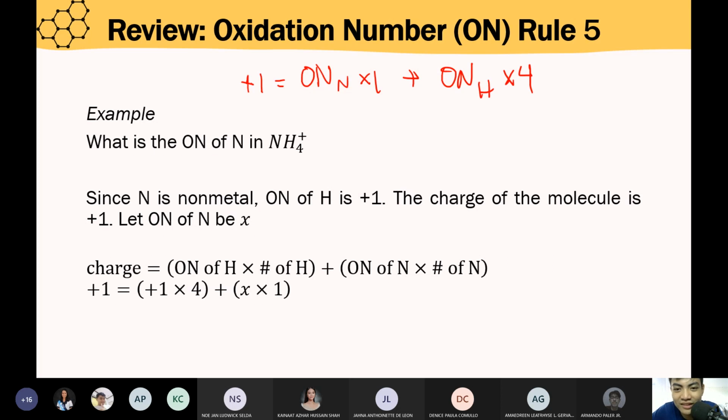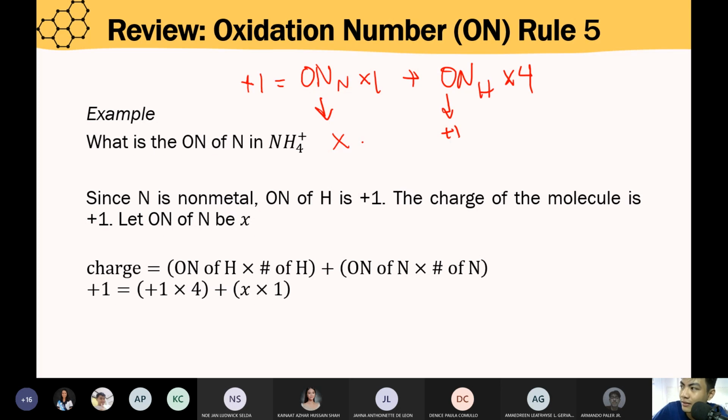Okay? Naantok pa ako guys, kaya weird yung boses ko. So, yan. Nitrogen is nonmetal. Okay, so ibig sabihin, hydrogen should be positive 1 in terms of the oxidation number. So, ito, wala siyang sinabi sa rule. So, kapag wala sinabi, let it be an unknown variable x. Okay? Kapag di mo alam, let it be an unknown variable x. Okay? And now you can calculate.